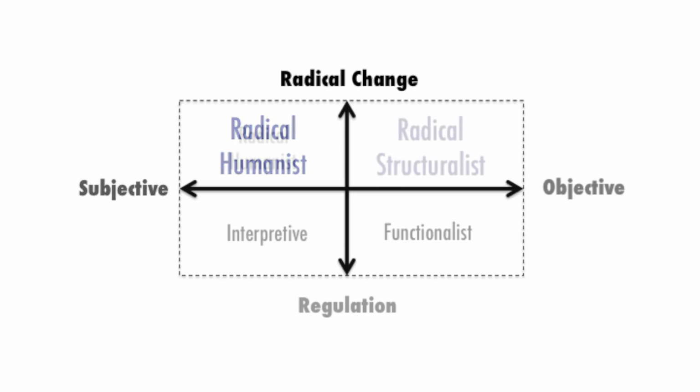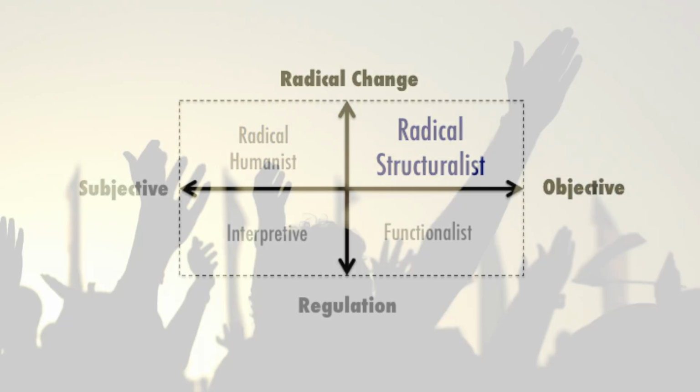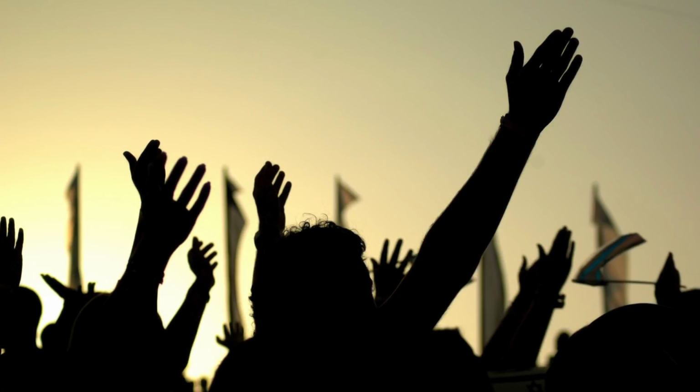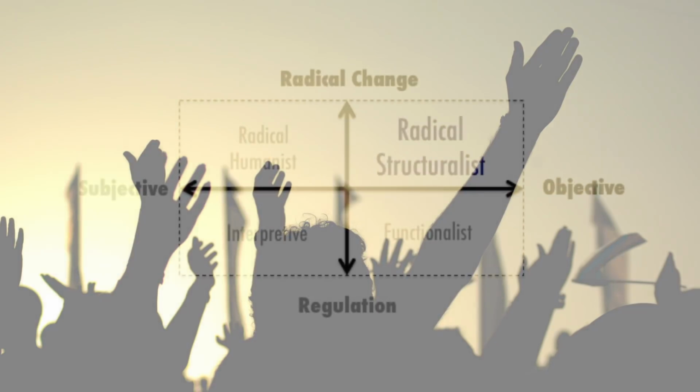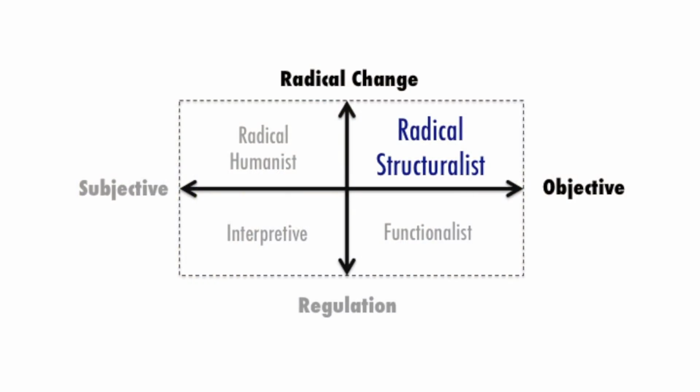And in the top right, we have the radical structuralist crowd. They want radical change, like the radical humanists. They want to free people from the status quo, which they see as an unnecessarily dominant, subordinate social arrangement. They differ from the humanists because they see this unequal power arrangement as one primarily caused by and potentially solved by the objective realities in our social structure.